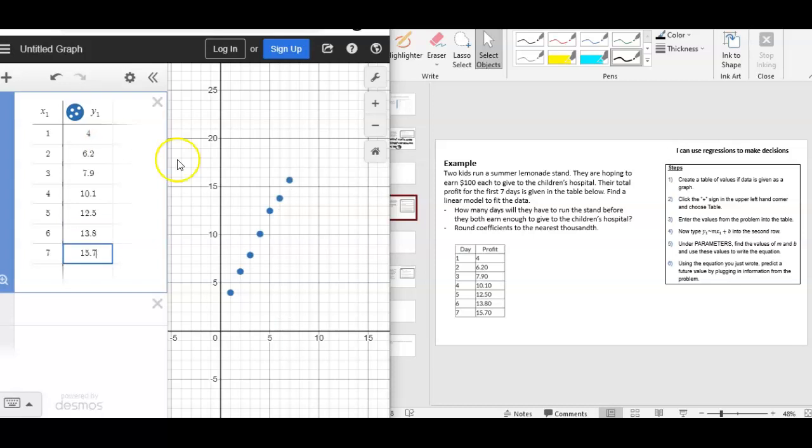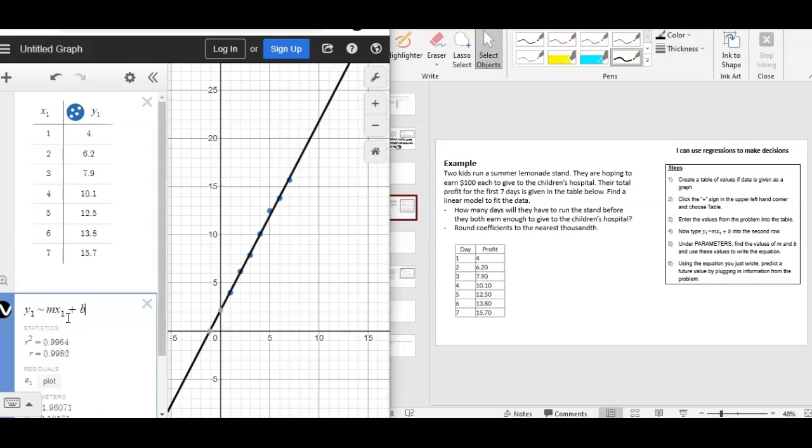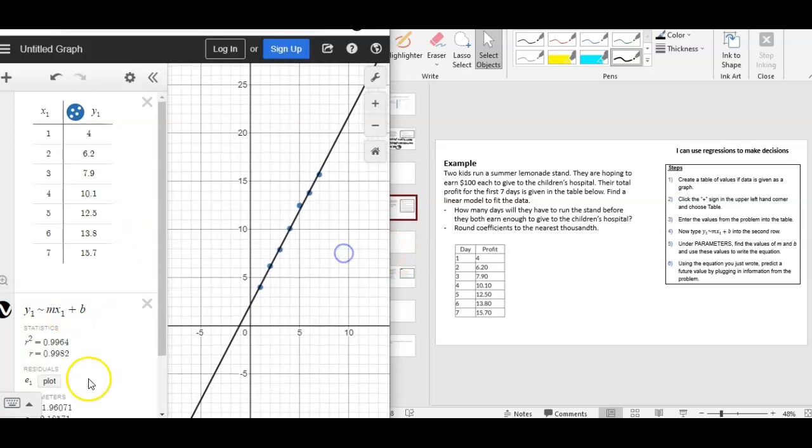And when you're doing these, just double check and make sure that you enter the values correctly. It's very easy to sometimes make a mistake when you're entering in your table. So always just go back and double check. So now we're going to tell it to approximate a linear function. So y1 is approximately mx1 plus b, and there is our linear model now.